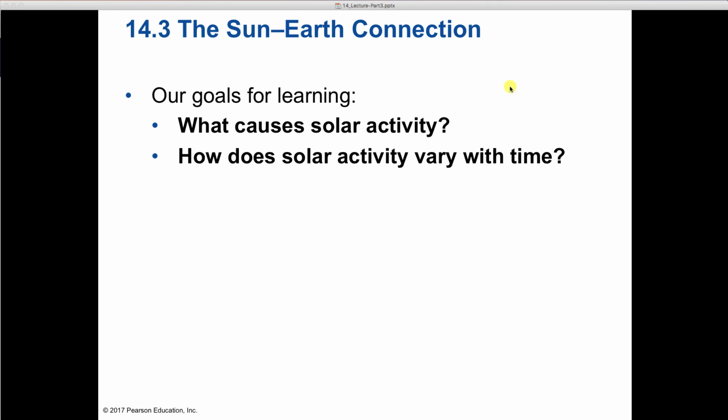Hi class, this last part of Chapter 4 talks about some of the connections between solar activity and the space around the Sun as well as the Earth. And we'll start off looking at the surface of the Sun, talk about those sunspots again that we had mentioned previously, and some of the other things that come along with the sunspots.